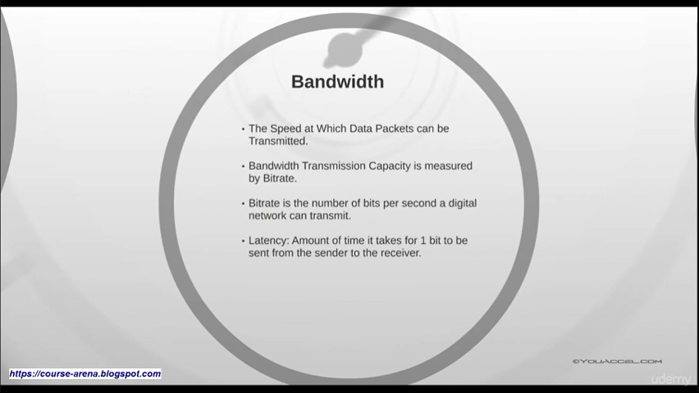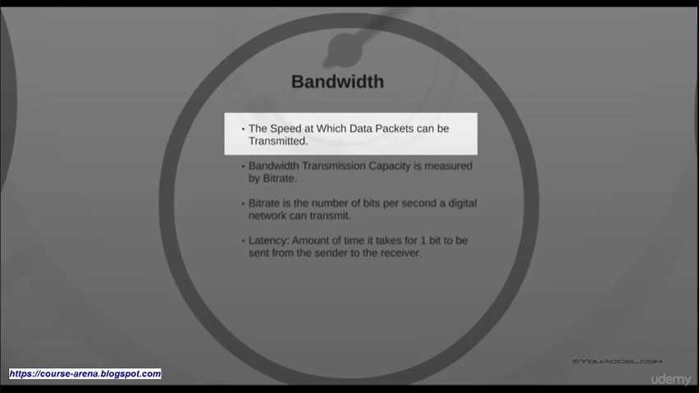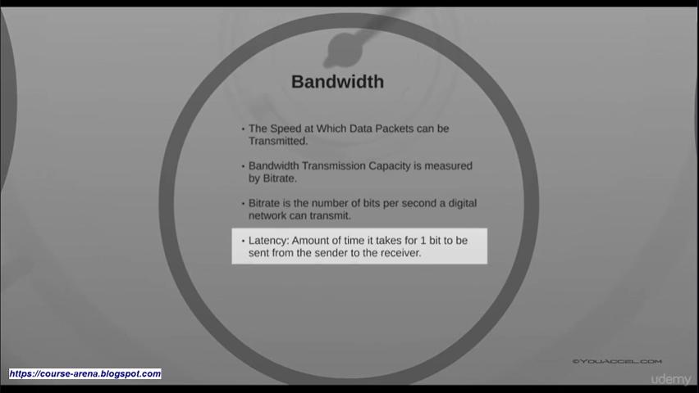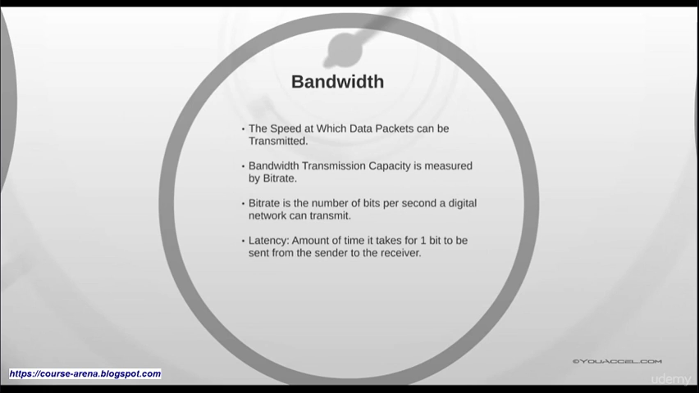The speed at which these data packets can be transmitted over a network is determined by bandwidth. Bandwidth transmission capacity is measured by bitrate. The bitrate is the number of bits per second that a digital network can transmit. Another measure of data transmission speed is latency. This is the amount of time it takes for one bit to be sent from the sender to the receiver.